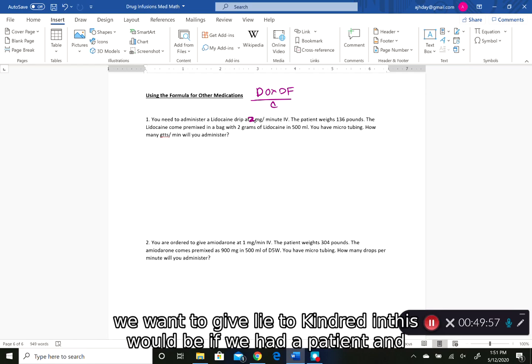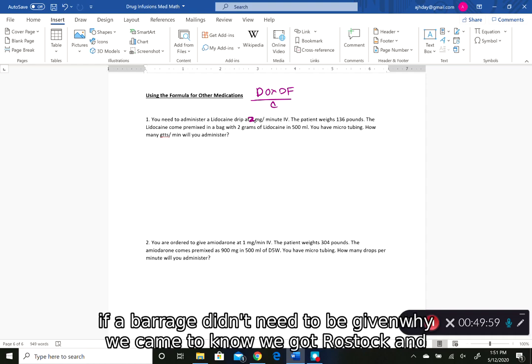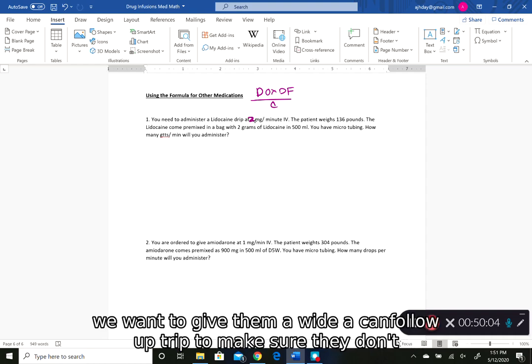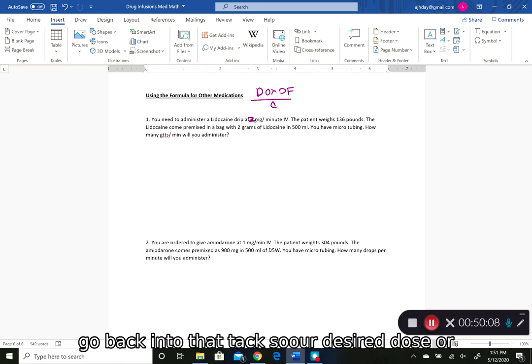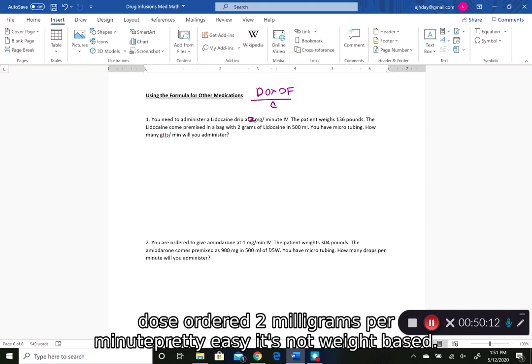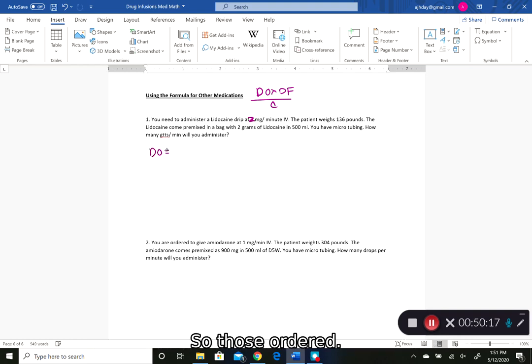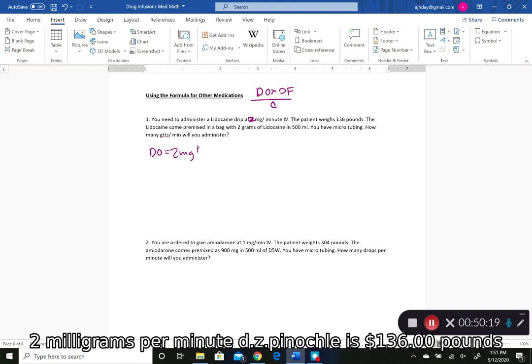And this would be if we had a patient in a VFib arrest and maybe we gave them lidocaine and we got ROSC, and we want to give them a lidocaine follow-up drip to make sure they don't go back into that VFib or VTach. So our desired dose, our dose ordered, is 2 milligrams per minute. It's pretty easy. It's not weight-based. So dose ordered, 2 milligrams per minute.